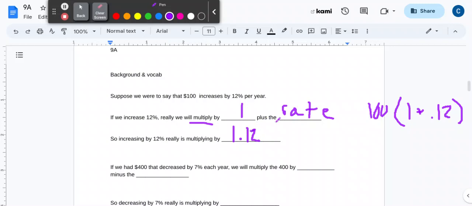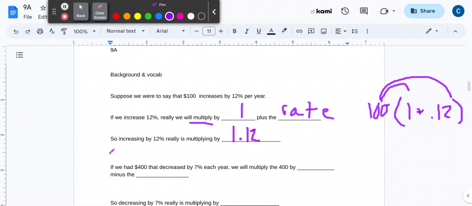We're really going to multiply by 1.12 because we have to multiply by the 1 right there, since we're still keeping our $100, which is important. Then we multiply the 100 by 0.12 and add those together.